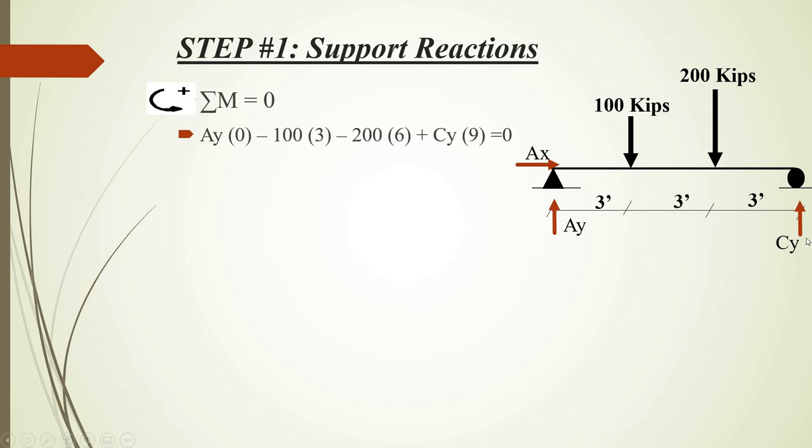The last force that I come across is Cy, and the distance of Cy with respect to A is 3 plus 3 plus 3, that is 9, and the direction is clockwise, so I'll put a positive sign, and the summation of all of these should be equal to 0. Now, if I simplify, this is what I would come up with, and if you further simplify, you'll get Cy equals 166.67 kips or kilopounds.